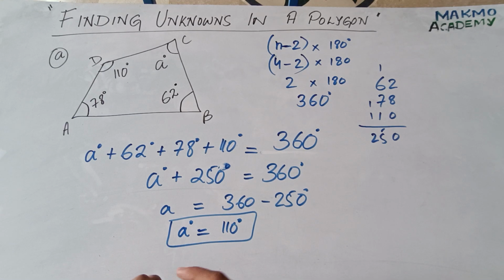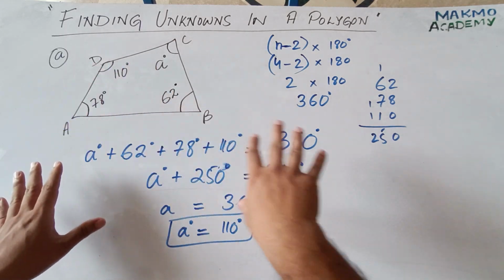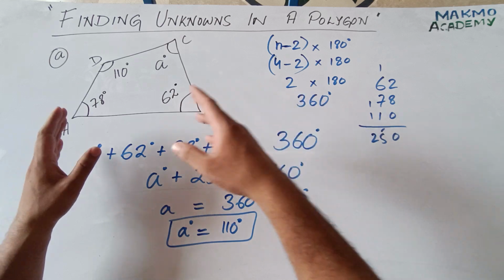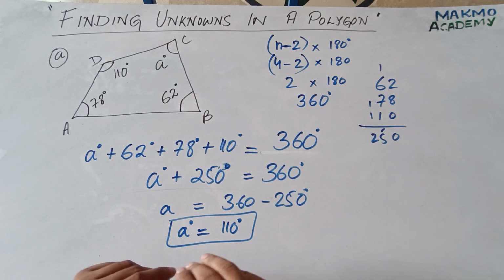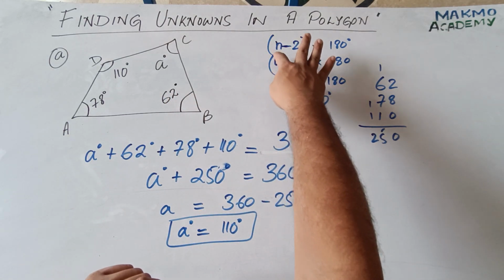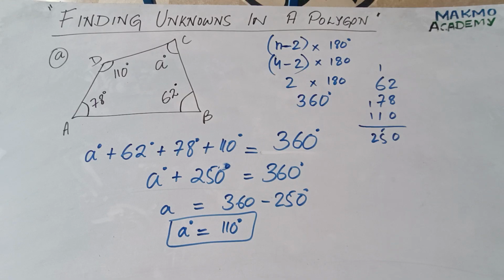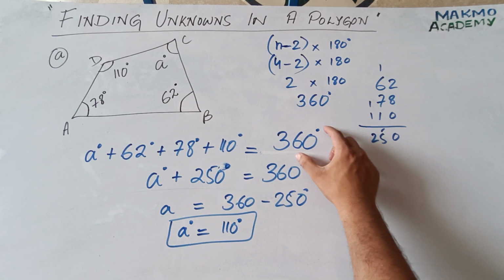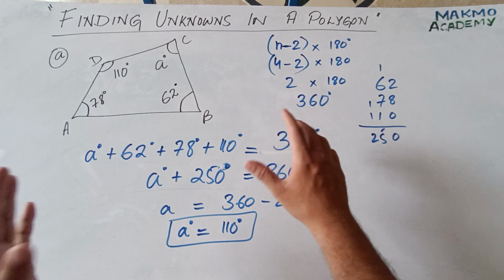We have already discussed how to find out the sum of interior angles in the previous videos. So we have to add all the angles and put it equal to 360 because it's a four-sided figure. But if it were a five-sided figure, first of all we have to find out the sum of interior angles of a five-sided figure, meaning pentagon, and then keep it equal to that sum of interior angles. So we have to be very cautious about this thing.